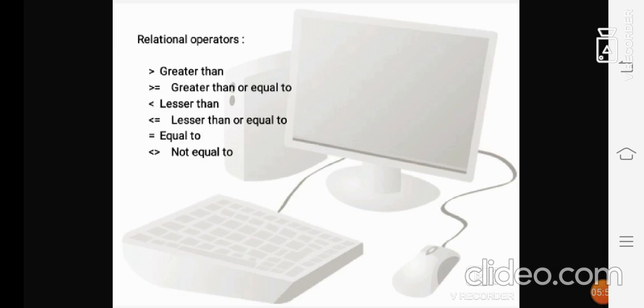Now, next we are going to study relational operators. Some of the important things we need to know in these flowcharts. These are the symbols, these are relational operators. Okay, it's very important for us to know. First one is greater than. Then second one, greater than or equal to, lesser than or equal to, not equal to.